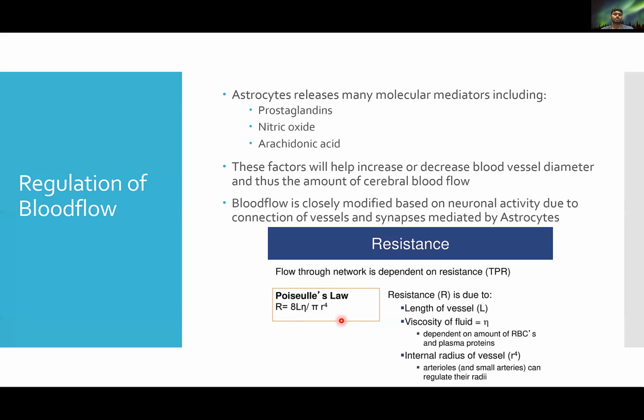So if these astrocytes want to be smart and regulate blood flow in a proper way, one, it has to be acute to keep pace with synapse changes. It also needs to be realistic. I'll explain why. So it has to be realistic and acute. It has to be effective.